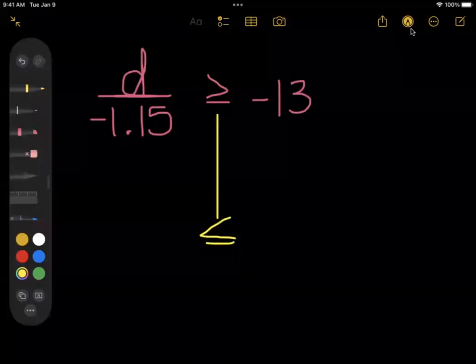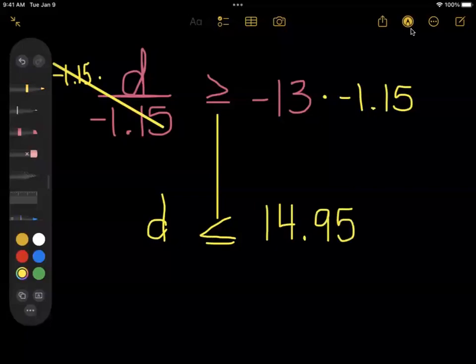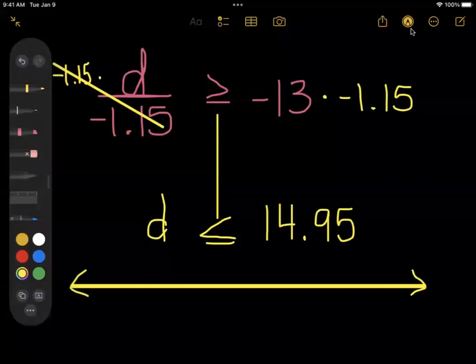So I'm going to do the opposite of dividing by negative 1.15, which is to multiply by negative 1.15. But I have to do that to both sides. This will cancel out, leaving us with just d over here. And negative 13 times negative 1.15 is positive 14.95. Okay, so let's go ahead and draw that number line here to graph it.